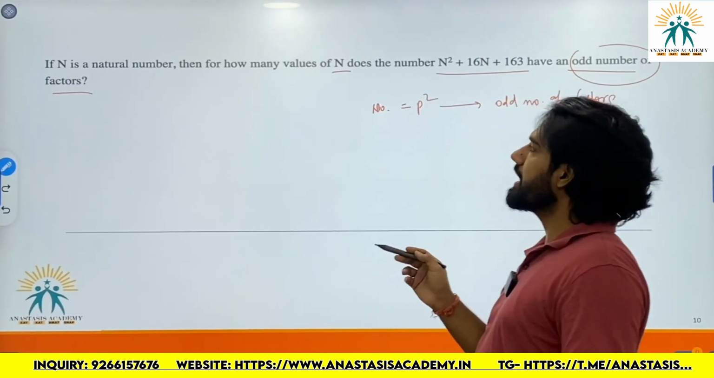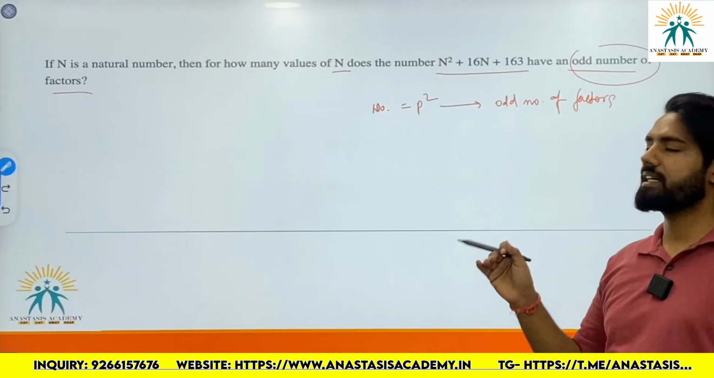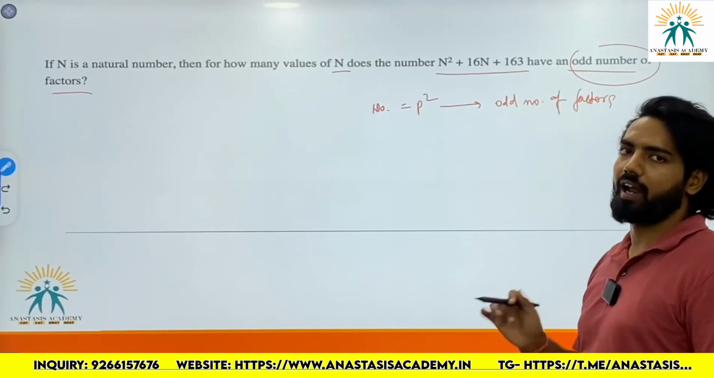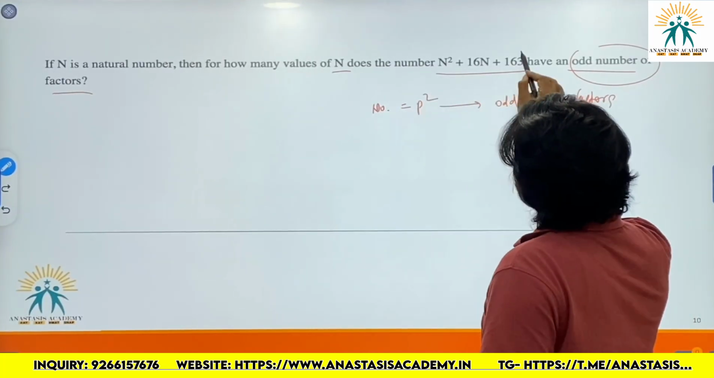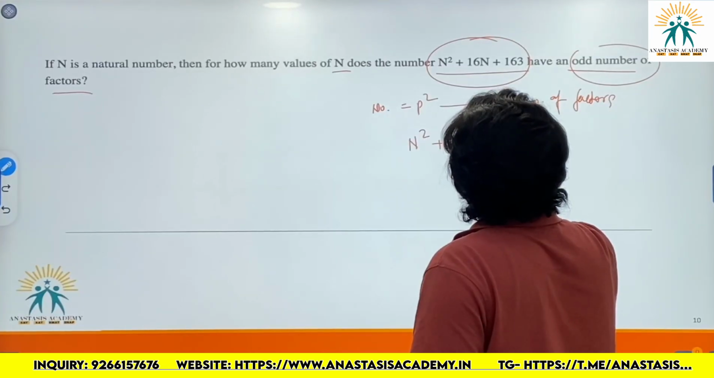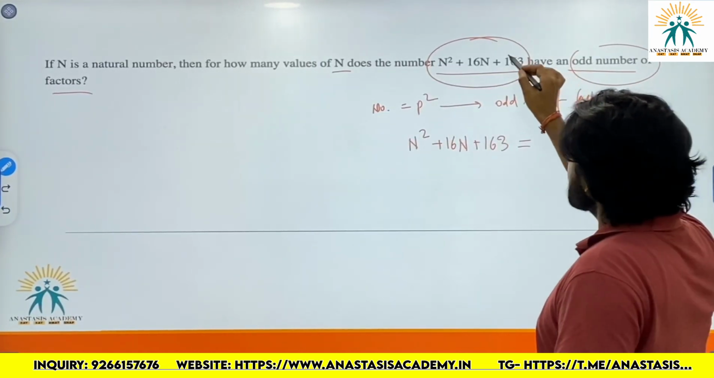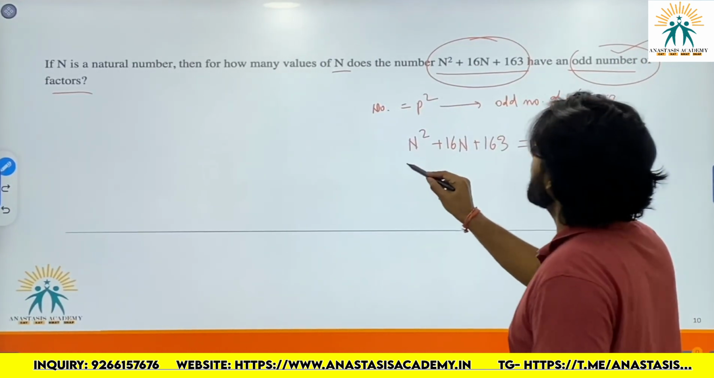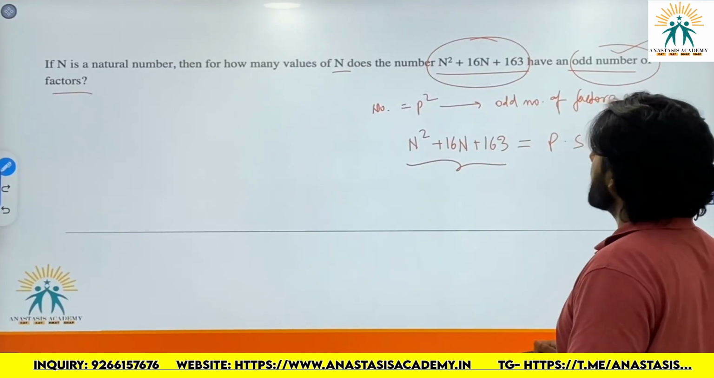So if a number has an odd number of factors, I can say it's a perfect square. And vice versa is also true. If a number is a perfect square, it will have an odd number of factors. So it is given that n is a natural number, then for how many values of n will n square plus 16n plus 163 have an odd number of factors? If this number has an odd number of factors, this number would be a perfect square.